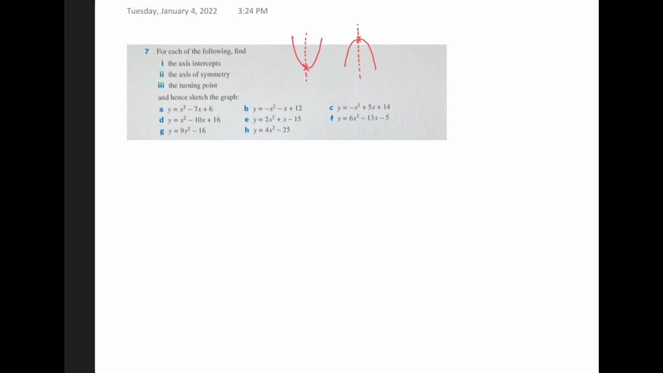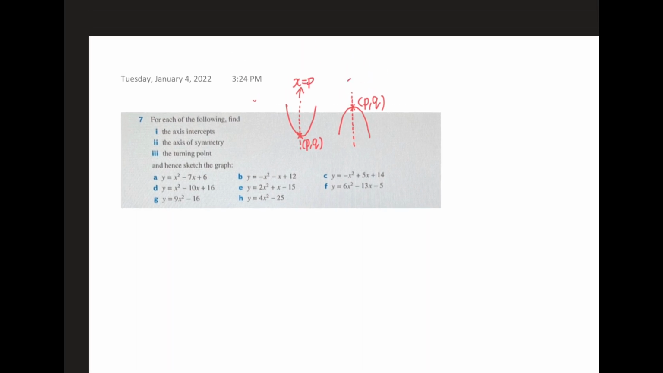So basically the idea is, if you have P, Q as the minimum point or P, Q as the maximum point, the axis of symmetry is taking the x coordinate of the turning point, which is x equal to P. So it is these two lines as the axis of symmetry. Turning point, of course, should not be a problem. For the turning point, we have to do completing the square, then we sketch the graph.